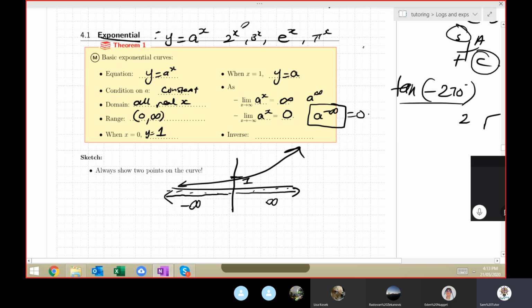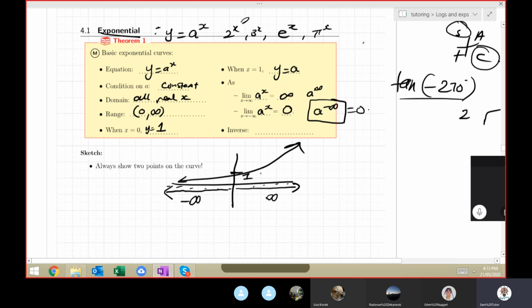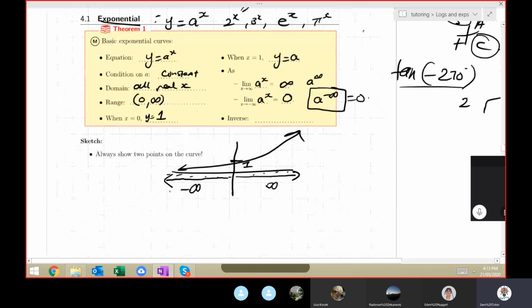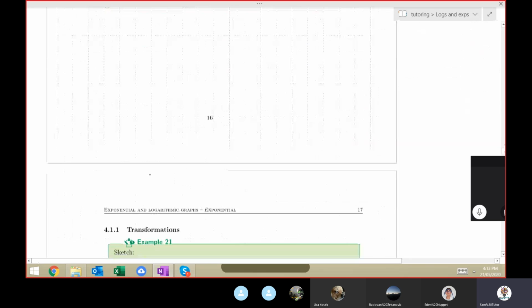We'll do a question soon. But anyways, otherwise, that's your normal graph. It's just an exponential function. Any questions before I move on? No, didn't think so.